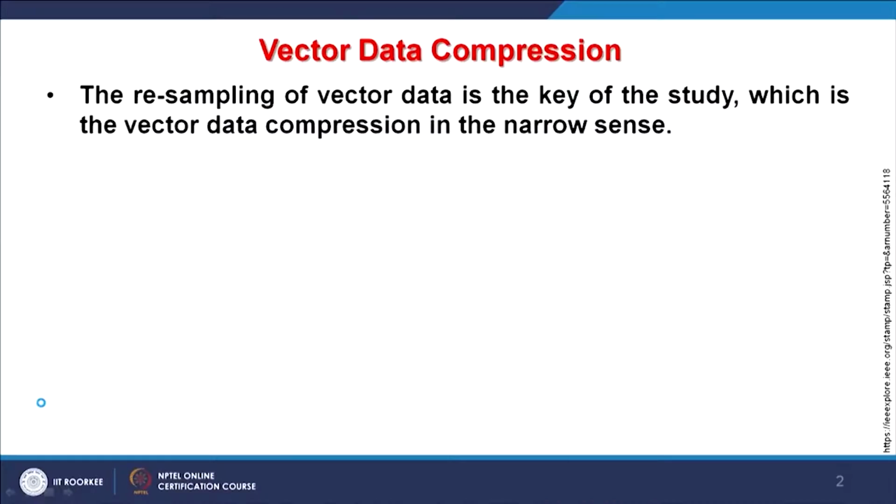As you know that resampling of vector data is the key for the compression, and basically that leads us to vector data compression in a really narrow sense. So, in this concept of vector data compression, we extract a subset from a set A, which is a collection of points that compose vector graphics.